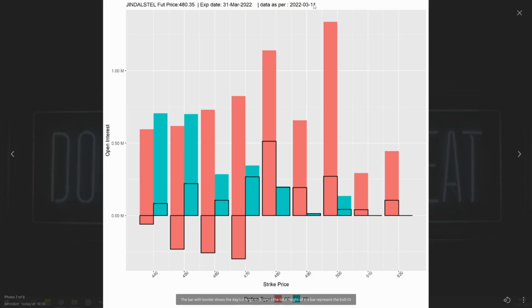On that particular day, 11th March, there is a huge call unwinding seen at 470, 460, 450. The futures price is around 480. These are the list of strikes, and there has been call unwinding and put addition. So huge support is being added at 470, and huge call has been added at 480. So you can see that the trend is bullish.